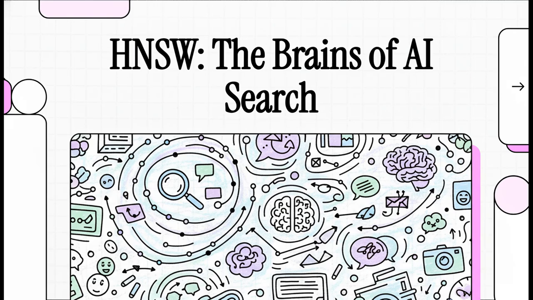All right, let's talk about the secret sauce behind almost all modern AI search. We're going to pull back the curtain on an algorithm called HNSW. It is the powerhouse that makes lightning-fast similarity search possible, in your photo app, in chatbots, pretty much everywhere. So let's get right into it.